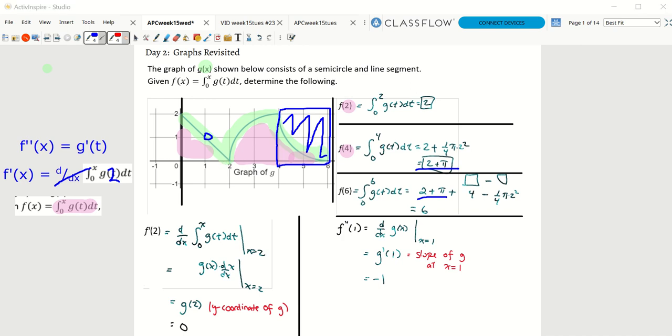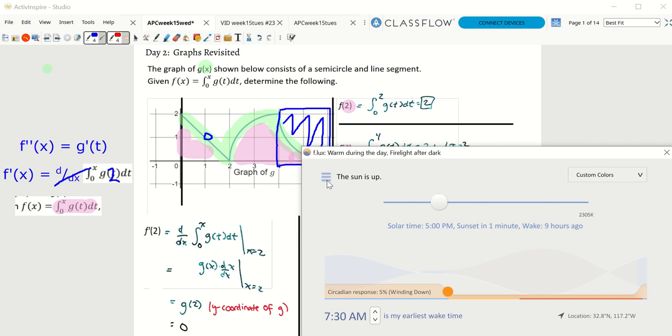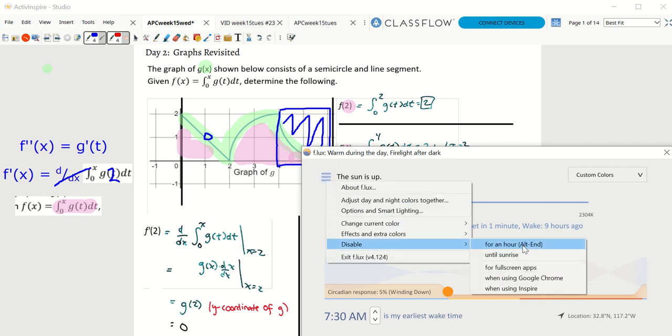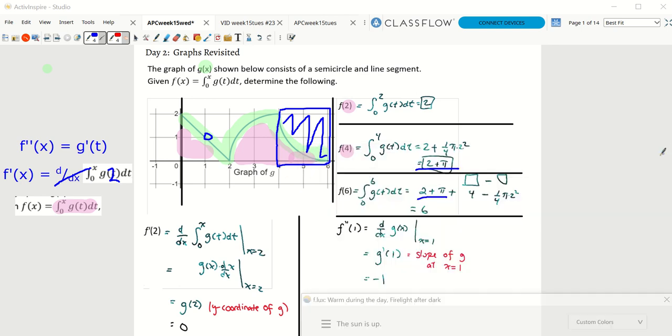And over here, let me fix my screen. I forgot to do that because it might have an orange tint on it.